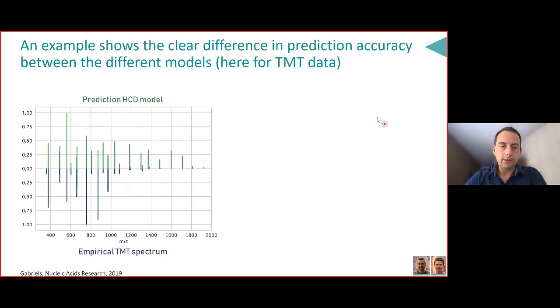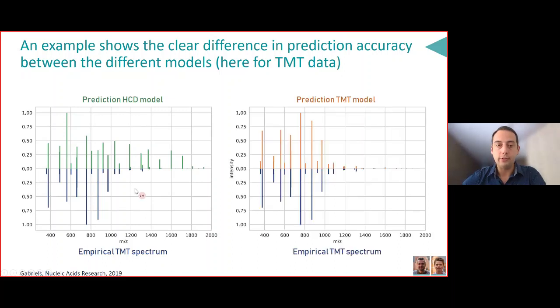Now, here's an example of how dramatic the difference can be. You see in blue at the bottom an empirical TMT spectrum. So this is the actual spectrum coming off the instrument. And here you can see the HCD model prediction by MS2PIP. As you can see, while the peaks are roughly equivalent, there are substantial differences between the green and the blue spectrum. Yet if you look at the TMT model of MS2PIP, now you see it does an extremely good job of predicting exactly what that spectrum will look like.